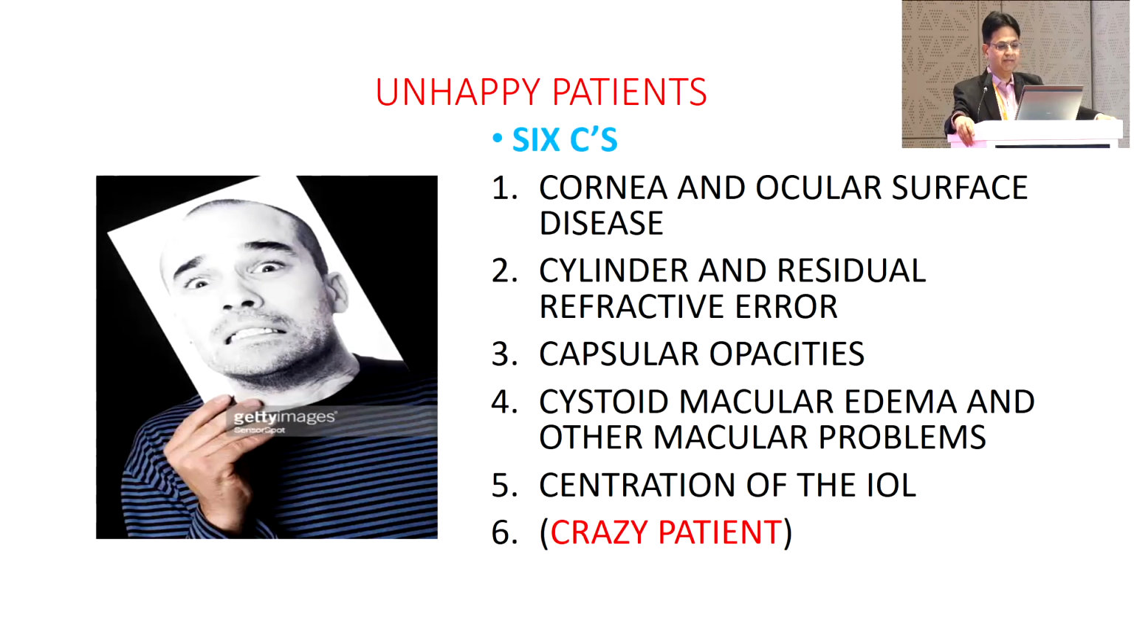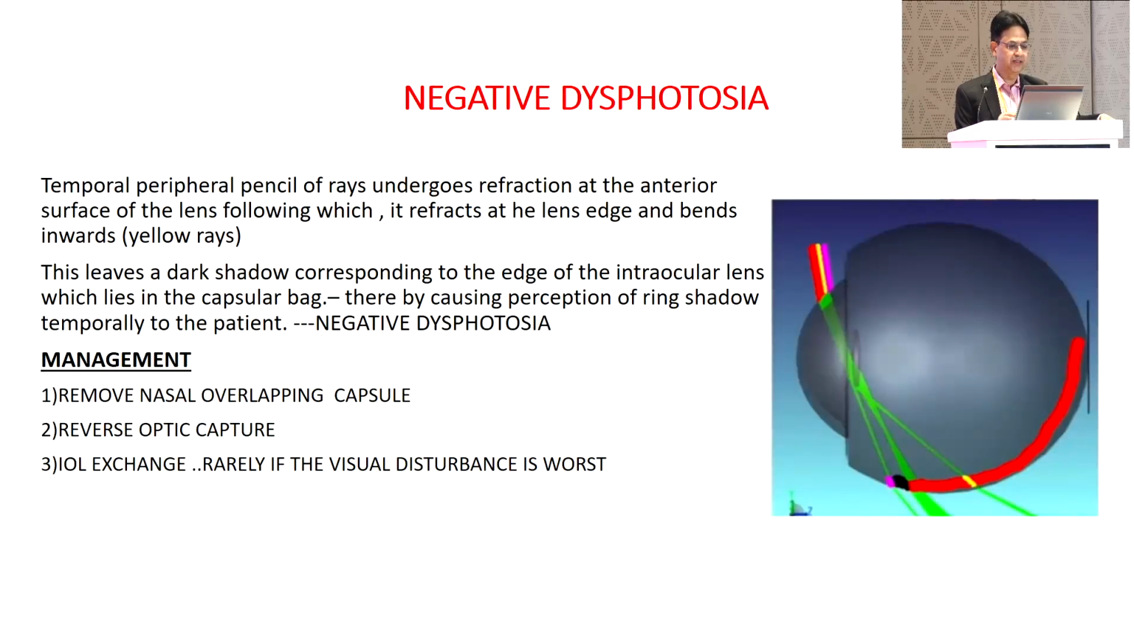Now just guess, even after doing so much of gymnastics, the patient may have poor satisfaction. So I'll say there are 6 C's for poor satisfaction or unhappy patients, like poor cornea or ocular surface disease, cylindrical or residual refractive error, some capsular opacities, look for cystoid macular edema or other macular degeneration problems, check centration of the lens, or most of the point type A behavior patients, like crazy patients. Leave those patients.